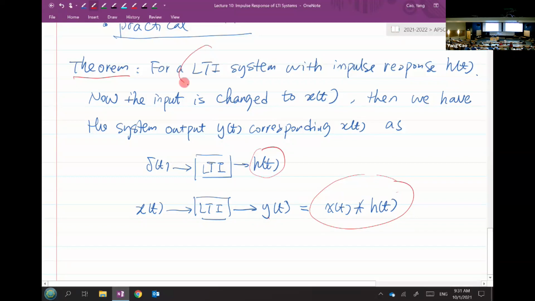And of course, this only applies to LTI systems. For non-linear or non-time-invariant systems, it's not going to work. But this is pretty nice, right? This is actually telling us this h of t, the impulse response, must be a very important signal, because somehow I could just convolve with any other input to give me this output here. Okay, so that's the point.